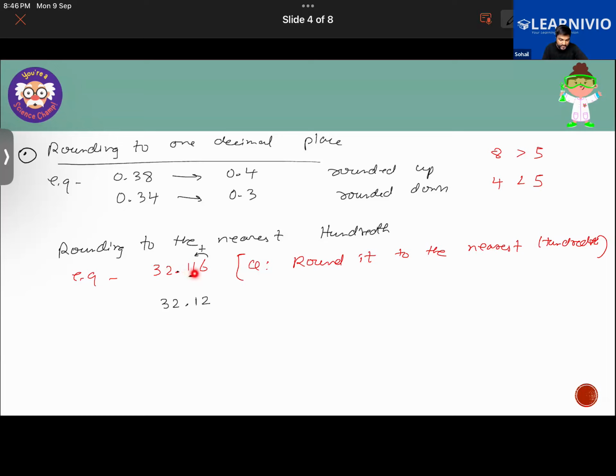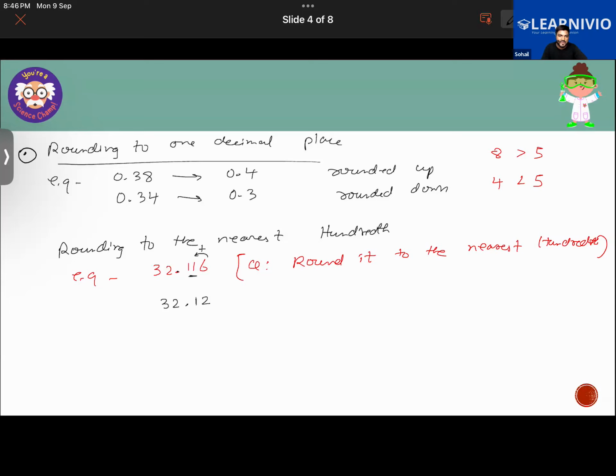Sir, do I have to write 6 too? No, no. Why would you be writing 6? No, 6 will be removed now. It will be eliminated. Getting it? Habib, have you understood this?